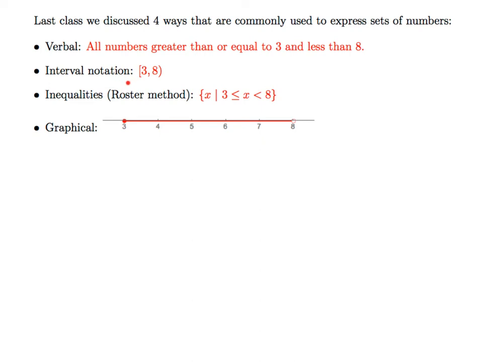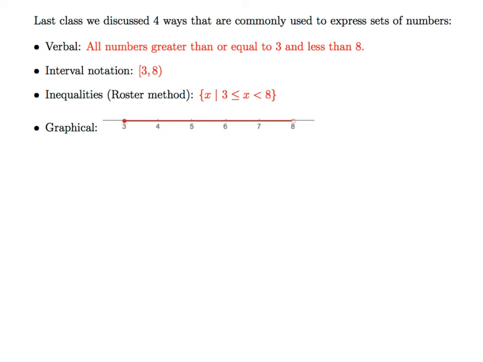We talked about how we can use interval notation when we want to include or exclude endpoints. We talked about using the roster method, using inequalities to express these sets and to visually represent these using the graphical representation. And it's important for us to be able to work with all of these different ways because the person you're communicating with might prefer a different method than you, and we still want to be able to communicate clearly the same sets of numbers.